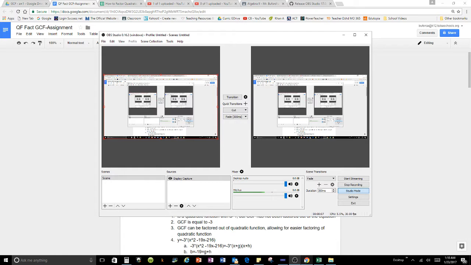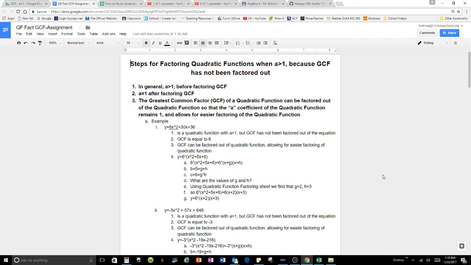We're going to be looking at quadratic functions. This is our new topic, quadratic functions, where we're factoring for the case where a is greater than 1. But in this case, a is greater than 1 only because we have a factor in our quadratic function that can actually be factored out of the function.